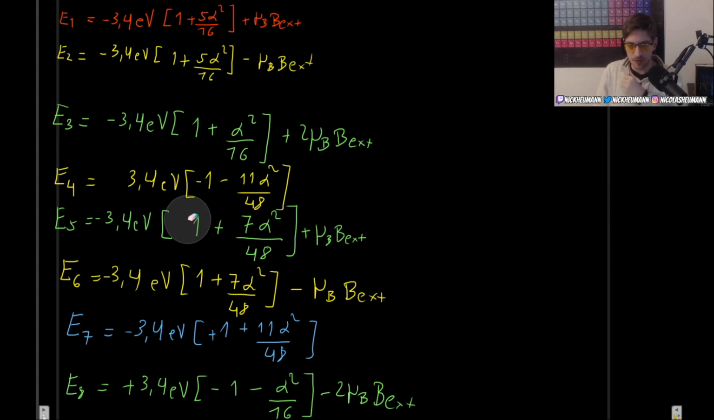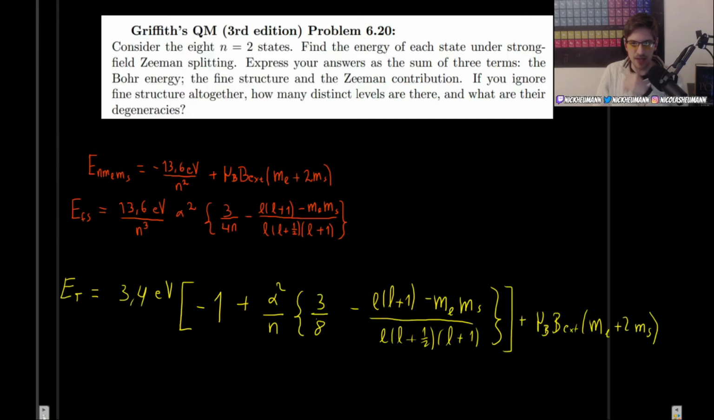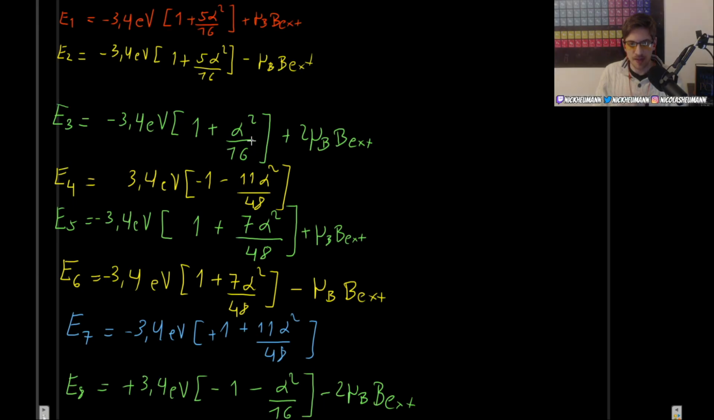Amazing. So these are our energy levels, which is exactly what was required, right? So yeah, find the energy of each state, and they are expressed as a sum of 3 terms. All right, so let's take a look at them. Each one of these, as you can see, has all of the terms that we want. The first term is going to be the Bohr part. Then we have the fine structure, which is this part. And then we have the Zeeman contribution. Okay, so those are the 3 contributions that we have. And that is the first part that we're asked.